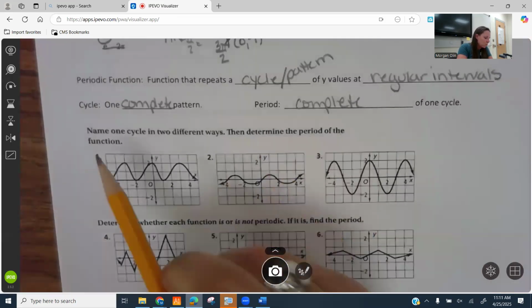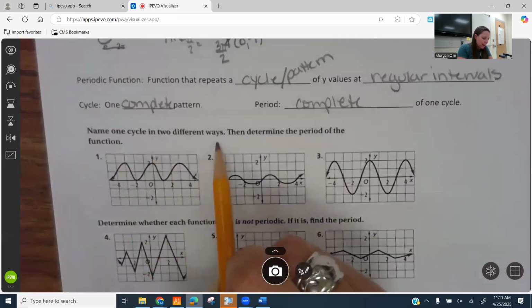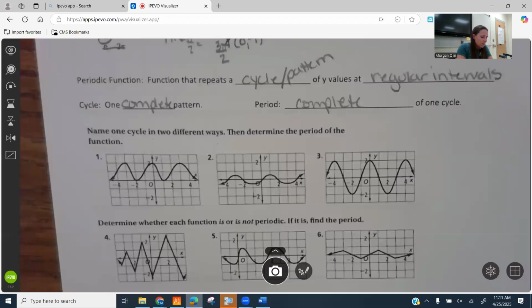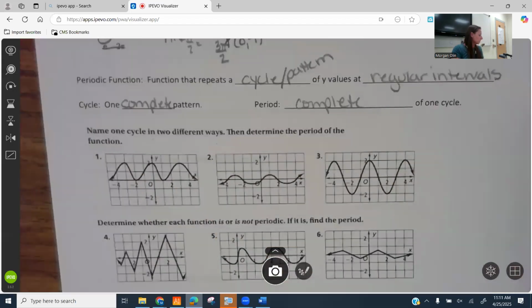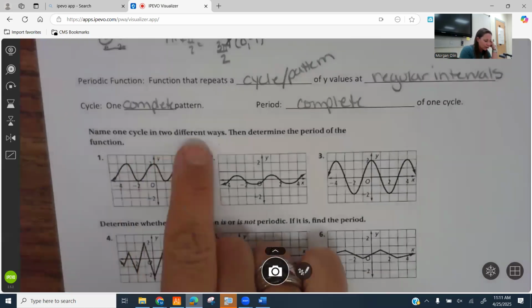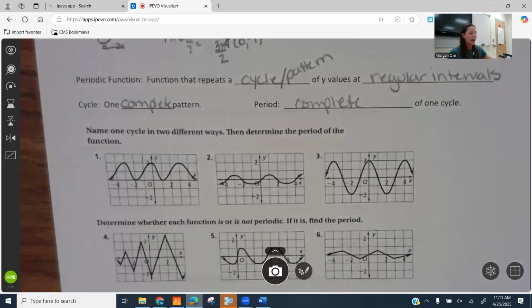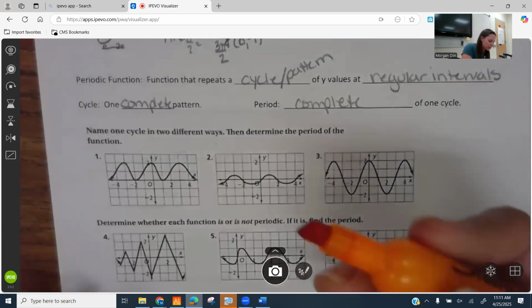All right. So name one cycle two different ways and then determine the period of the function. Okay. So this right here, we want to name one cycle in two different ways. You may want a highlighter here, and let me grab one. Okay, one cycle is one complete. And so we're going to name basically the interval of one cycle.